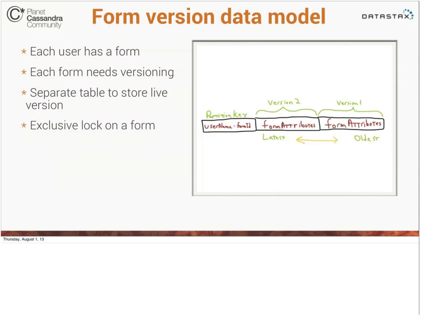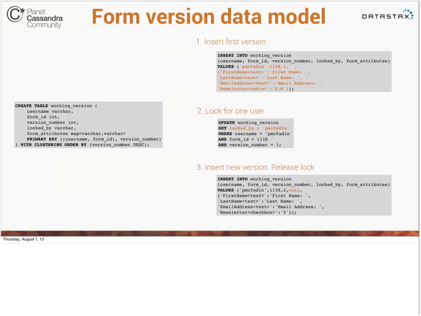So how do we do that? Ooh, did I say lock? I did. So a working version is our table that we're going to use for our forms. And most of this is pretty basic. You have a username and a form ID, which creates the partition key, and then a version number. A version number will make it so that every one of these attributes is locked into a particular partition, a CQL partition. So it'll look like a row of data when you look at it in CQL.